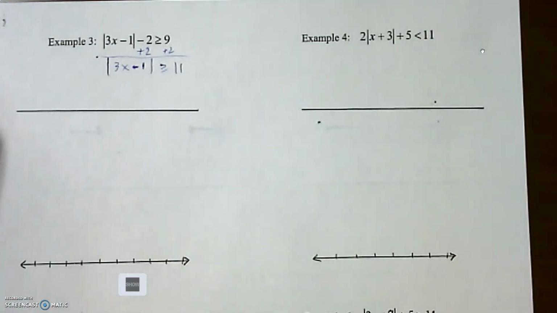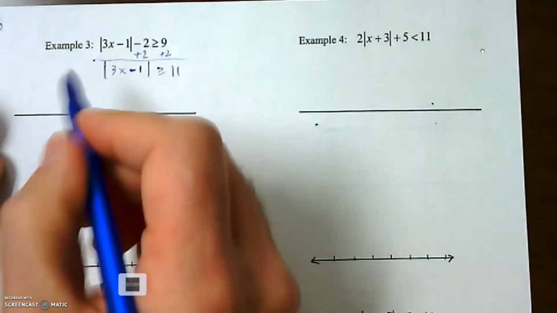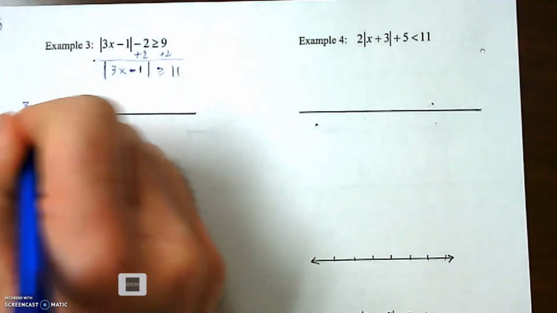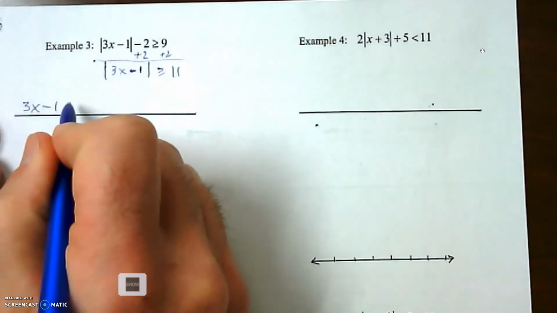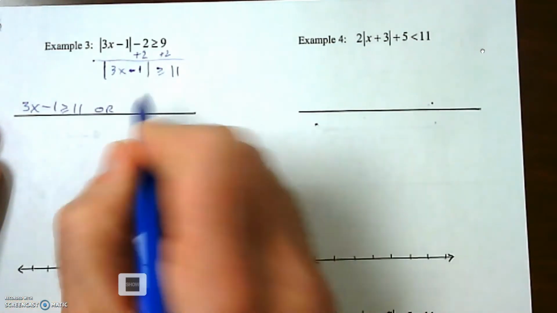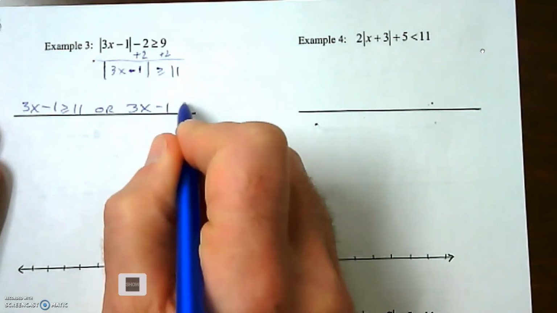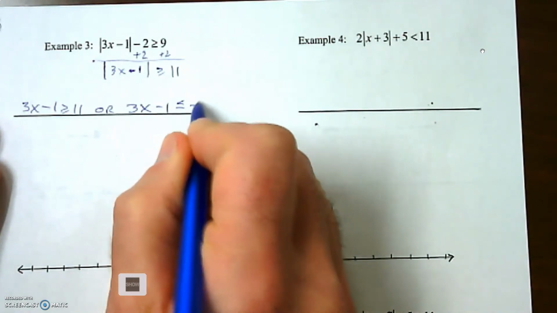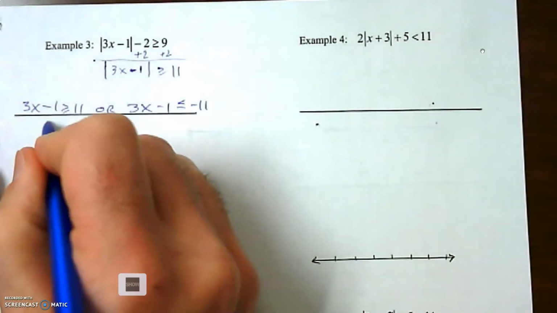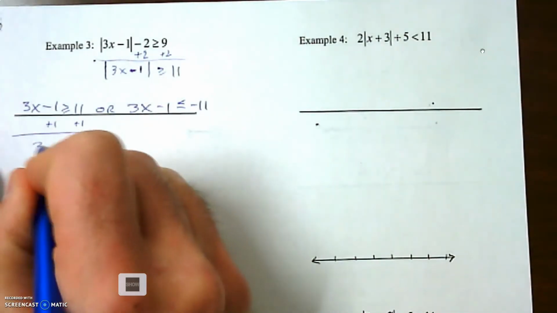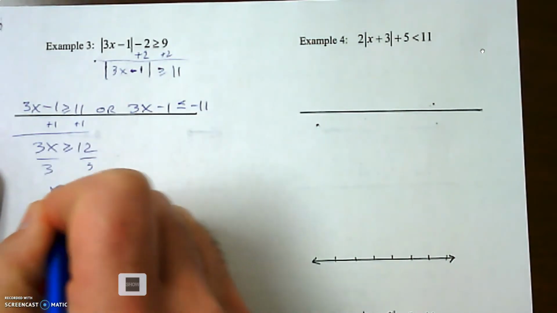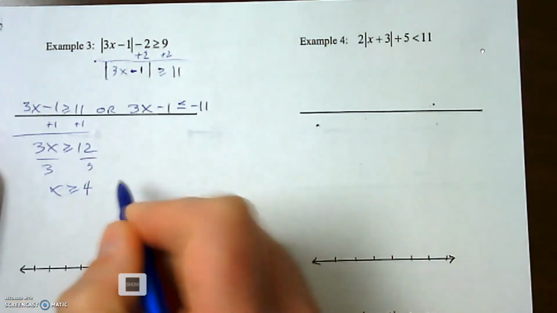Now I can rewrite it. And I rewrite it, it's an or problem, great or. So it's 3x minus 1 greater than or equal to 11, or 3x minus 1 less than or equal to negative 11. Okay, so I'm going to solve, add 1, divide 3, x is greater than or equal to 4.